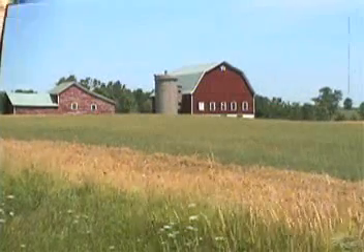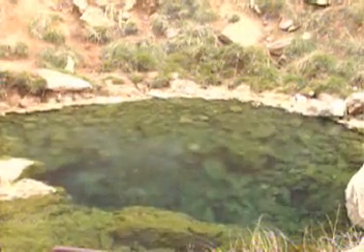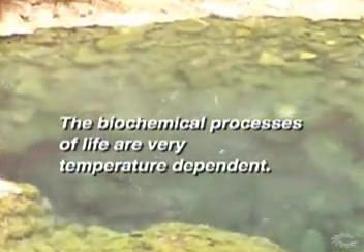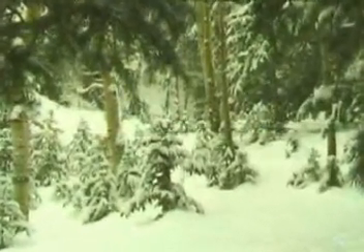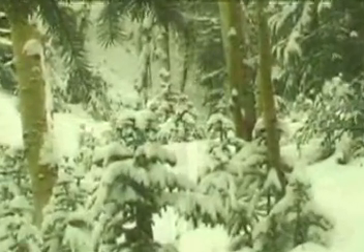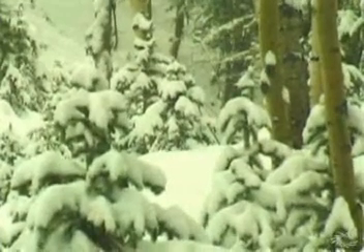One reason heat has such powerful effects on organisms is that the biochemical processes of life are very temperature dependent. Too much or too little heat causes biochemical reactions to fail. And temperature extremes can bring about the physical destruction of cells and tissues as well. But besides actually causing harm, temperature can influence organisms in a great many ways.